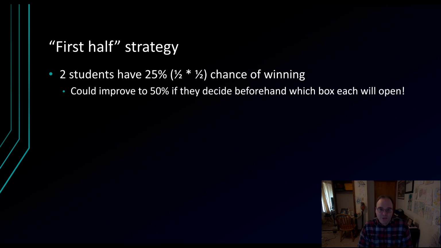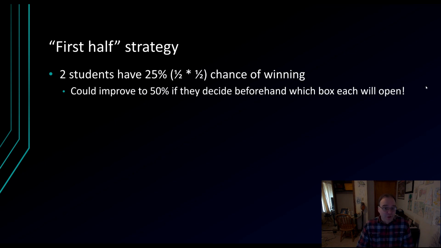This is the first strategy, where we can talk about what happens if they plan something ahead of time. If they decide beforehand which box each will open, say student one says, I'm going to open box one, and student two says, no problem, I'll open box two, notice what happens. They're either both going to succeed or both going to fail. There's a 50-50 shot of box one containing the number one for student one, in which case they win. If they win, there's no way student two can't win. Student two has only one option left, and that other number has got to be in that box.